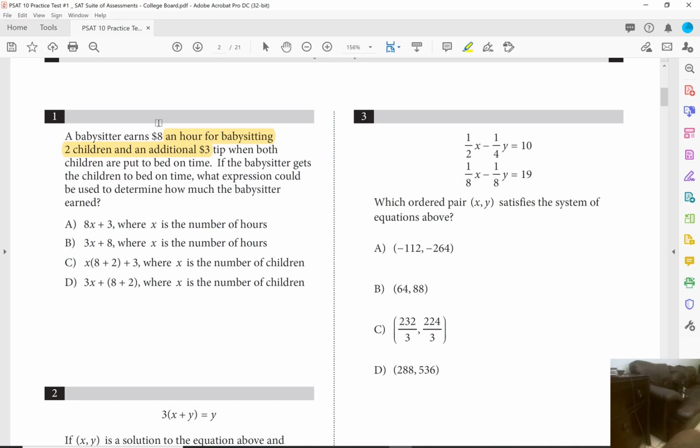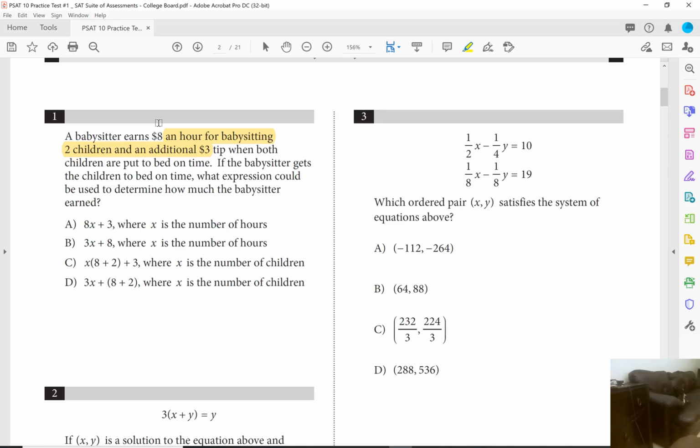Now, the 2 children is superfluous information. You could babysit 1 child, 2 children, 3 children, 4 children. So the case in point, it's irrelevant as far as the children is concerned. We just know that for every hour you babysit, you get $8 an hour for babysitting those 2 children. And the additional value that they give you is a $3 tip when the 2 kids are put to bed on time. So the 2 children is not really important.